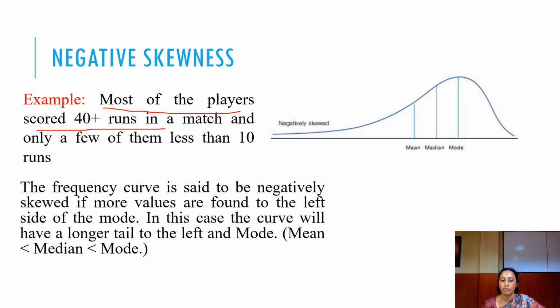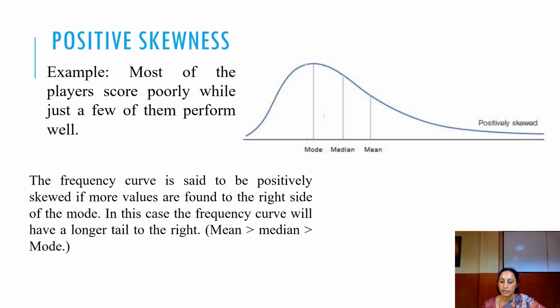So here we observe that the frequency curve is said to be negatively skewed if more values are found to the left side of the mode. If more values are found to the left side of the mode, then we say that there exists a negative skewness. In the negative skewness, mean will be lesser than the median value and median value will be lesser than the modal value. Let us consider what is a positive skewness.